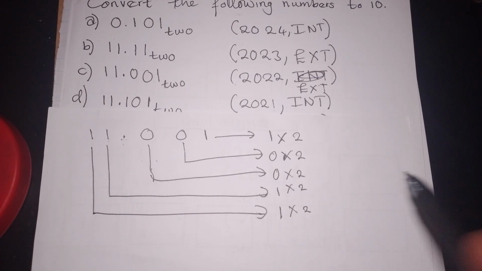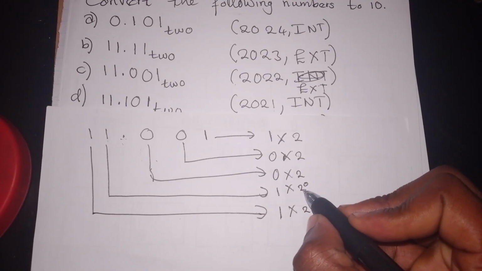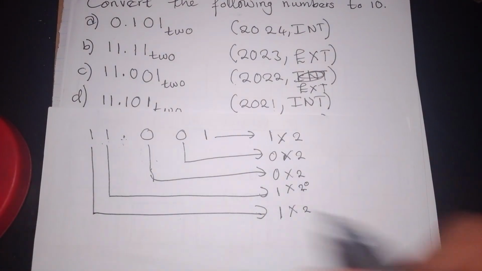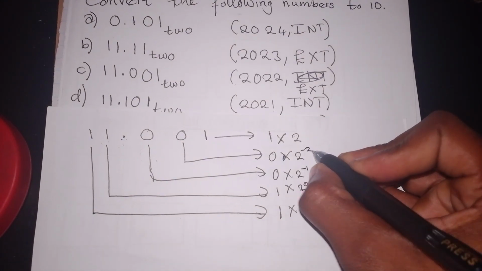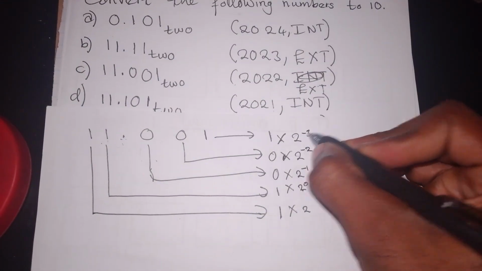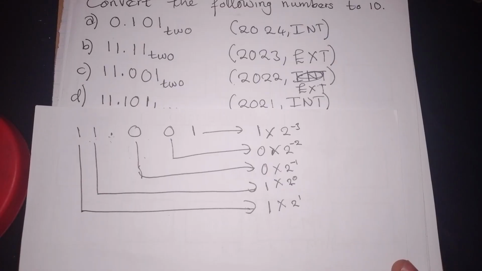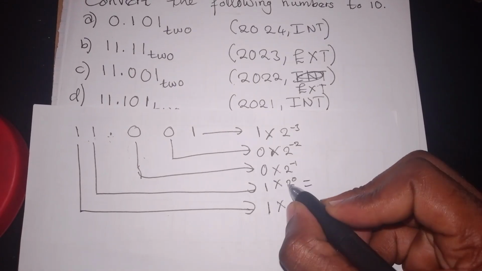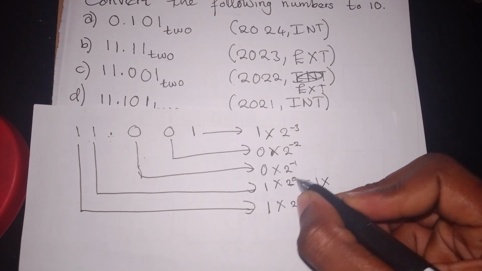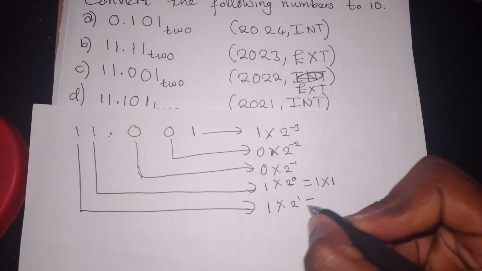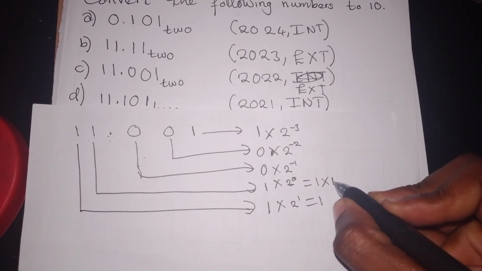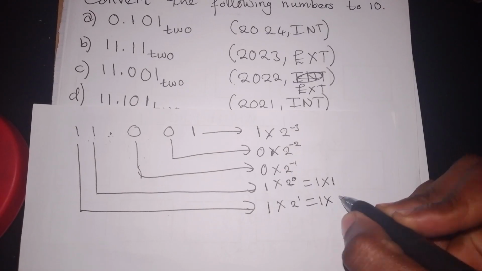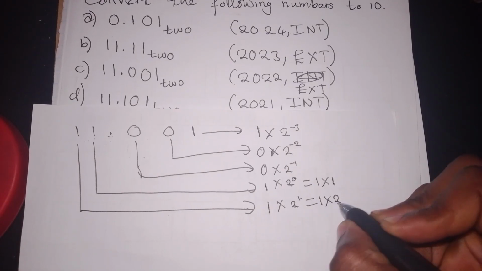So your ones should be here. So this one here will be raised to the power 0 so that you have a 1, because these are ones. And then you have negative powers this side because these are decimal numbers. And then you have positive powers here. So now remember, this is a 1. So 2 to the power 0 is 1. And then this side, you're just multiplying this 1 by 2. So 1 multiplied by 2 is 2, or 2 to the power 1 is 2.